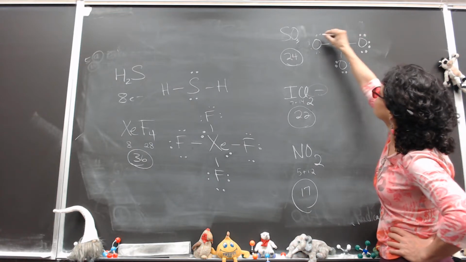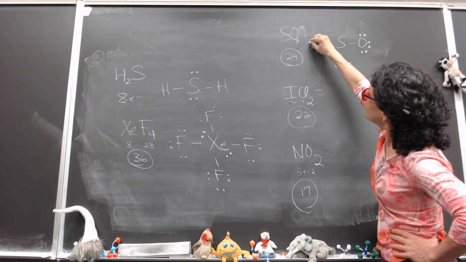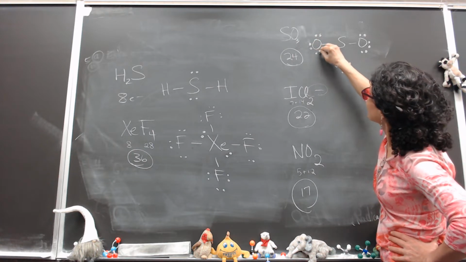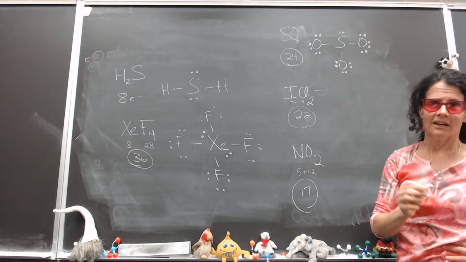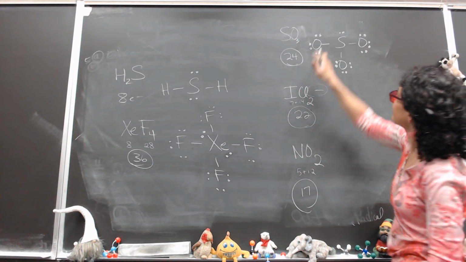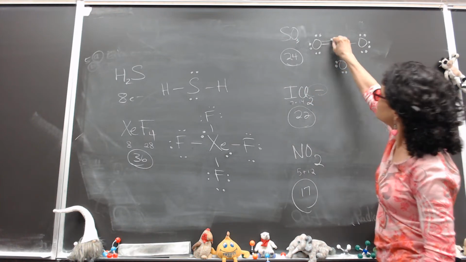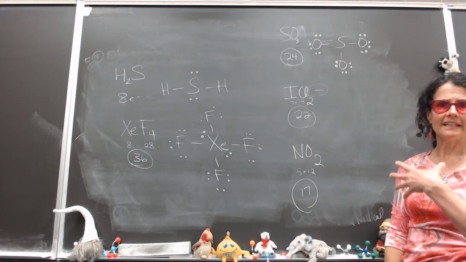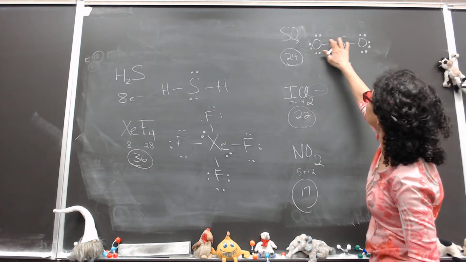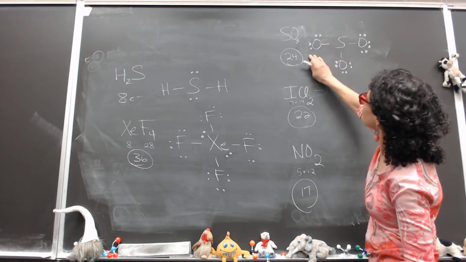So what happens if our center doesn't have an octet and we don't have any more to put on the center? Why can't I just do that? Oh, because that would be 26, and I don't have that. And you can't just make a line, because that would also be 26. And then the oxygen would have too many. You have to erase 2.